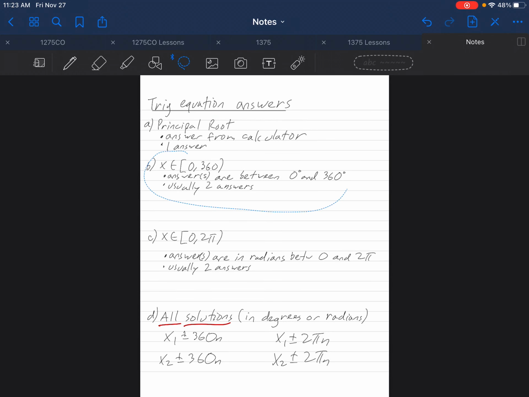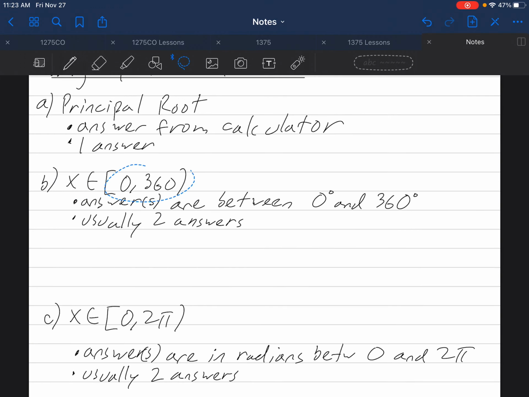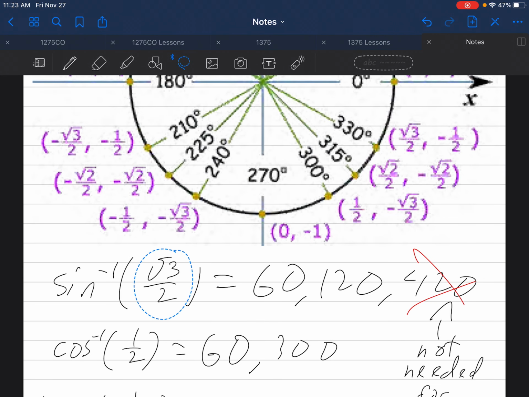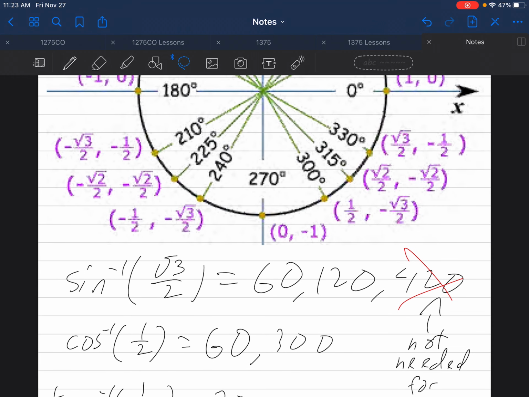Your answer can also be placed within a range, where x is an element of 0 to 360 degrees. That means it can be at lowest 0 and at most 360. What you're doing is finding all of the angles that satisfy this answer, all of the angles where the sine function is equal to radical 3 over 2. In that case, there are two answers here, 60 degrees and 120 degrees, that both satisfy that. Where is the cosine function equal to 1/2? That's also two answers, 60 degrees and 300 degrees.